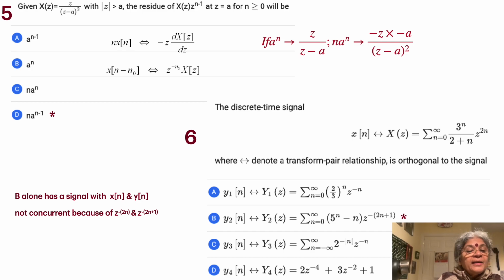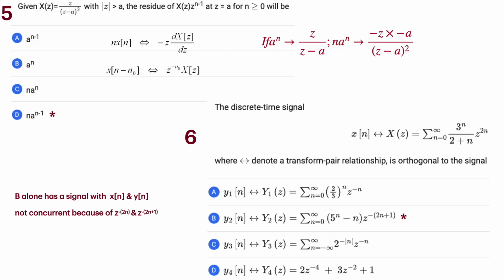So we see that it's the same as z raised to n. Okay, so we have n a raised to n minus 1, as is derived in the slide, as the correct answer to question 5. Okay, so let's move to the sixth problem. What do we have here?